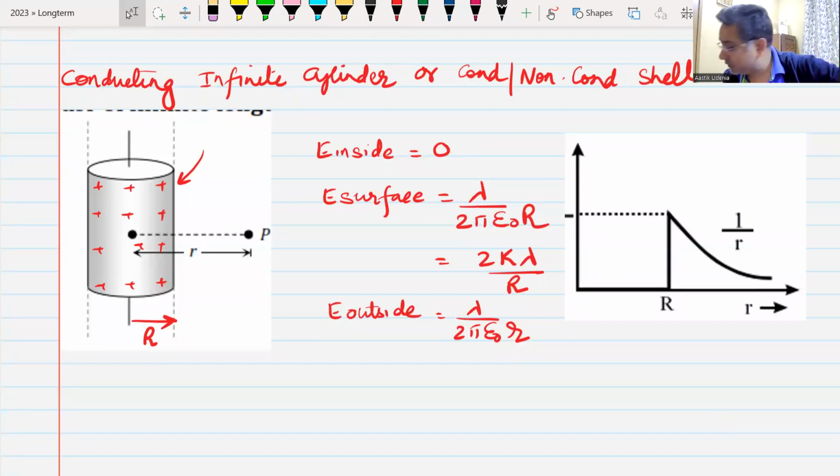This is the diagram which you can draw. Inside the cylinder, the field is 0. It is maximum on the surface. Do you see this point? And outside it decreases. We understand this? Yes, sir. Everyone understands this? Okay, I'll give you a minute to note it down.